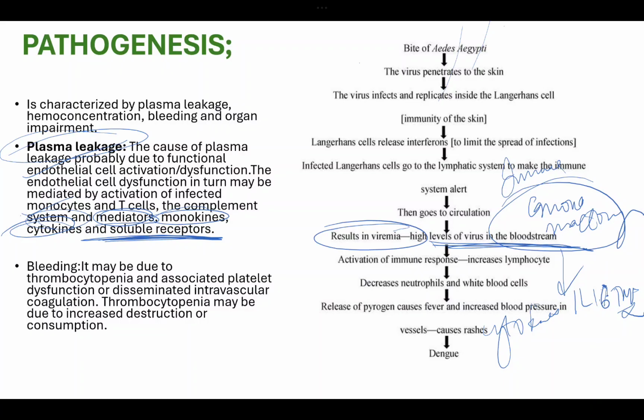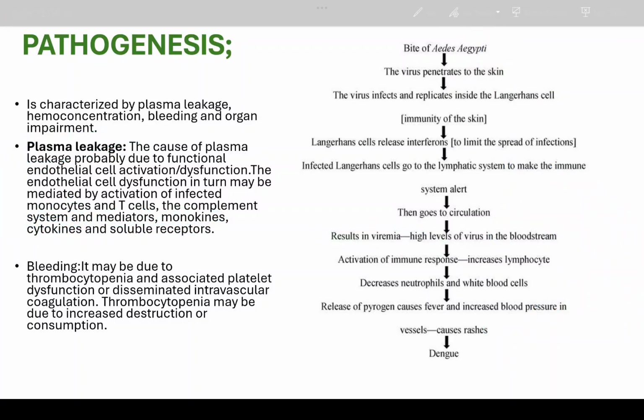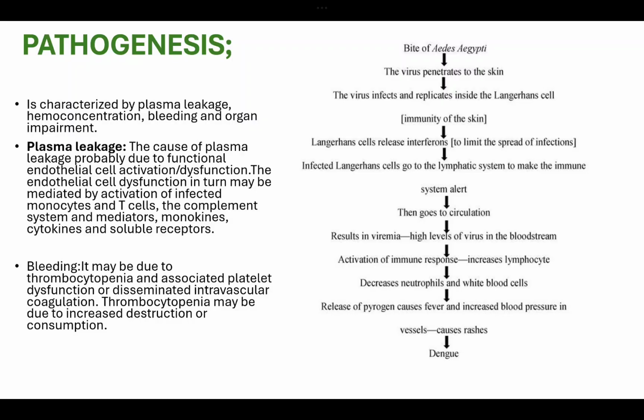And now we'll see about the bleeding. The bleeding may be due to thrombocytopenia. As I told you, thrombocytopenia occurs. Thrombocytopenia is nothing but the platelet dysfunction is seen, and then leading to the disseminated intravascular coagulation. And then how does the dengue virus cause this?